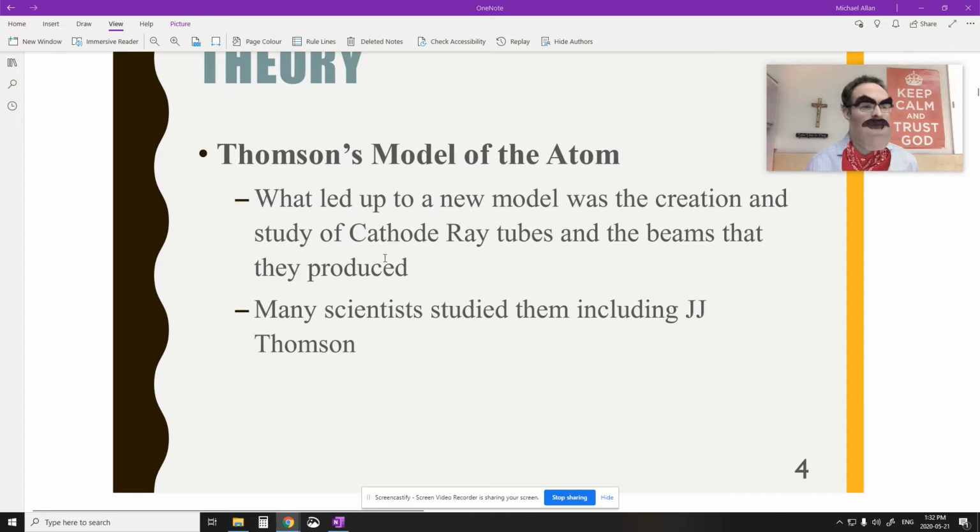Okay. Later on, using what we call a cathode ray tube, J.J. Thompson comes along here. Now, J.J. Thompson, pretty famous guy. He has a pretty sophisticated little setup.